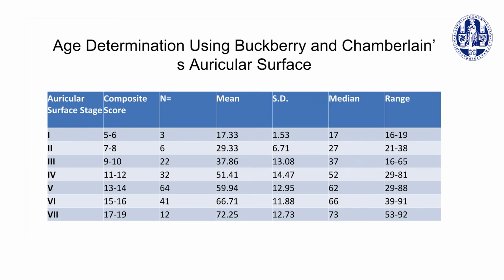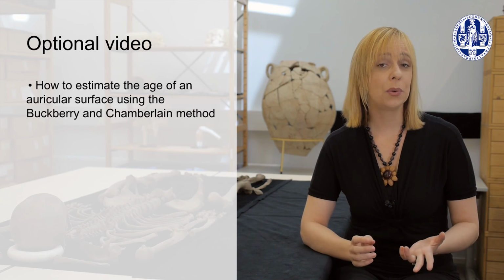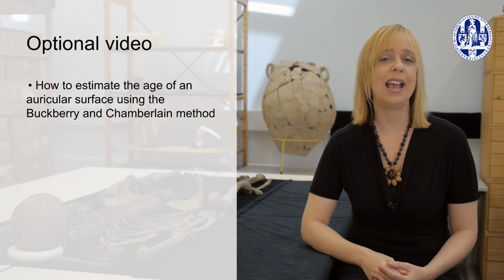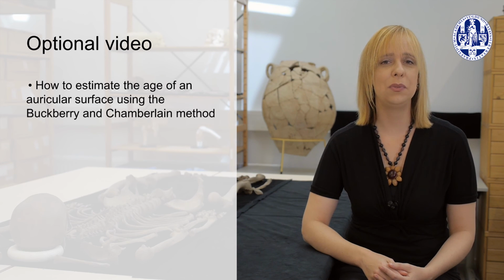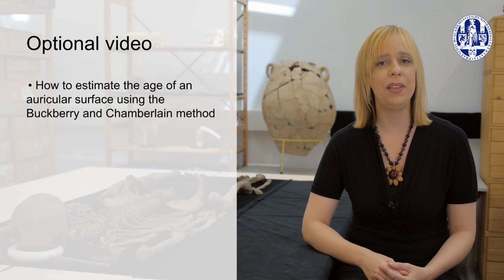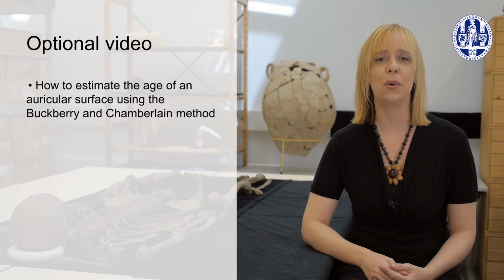One adds up the scores of each separate area to get a composite score and uses this table to derive an age estimate. No difference has been found between males and females, so only one table is needed. To see how this works in more detail, and to find out what terms like transverse organization and microporosity actually mean, Anna Marine will show you how to estimate the age of an individual using the Buckberry-Chamberlain method, and this is in another optional video you can find under course documents.